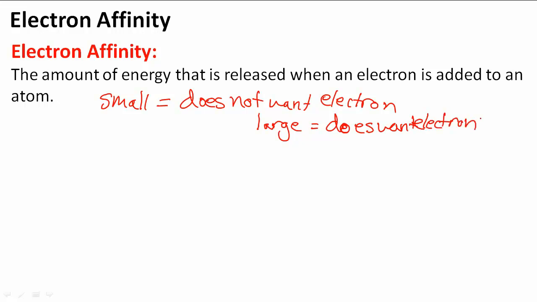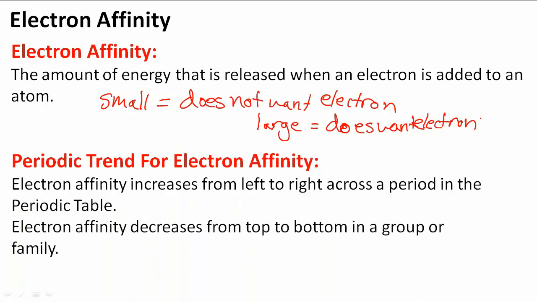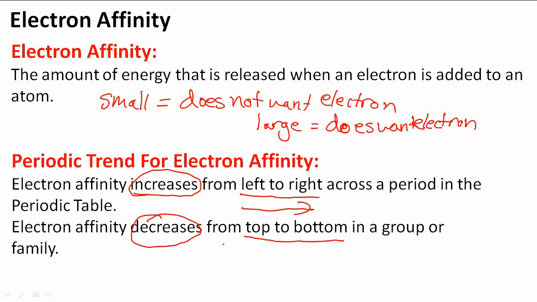So that corresponds to a periodic trend. The periodic trend for electron affinity is that electron affinity increases when we move from left to right, so when we move from left to right across a period. And electron affinity decreases when we go from top to bottom, so when we go from top to bottom in a group.